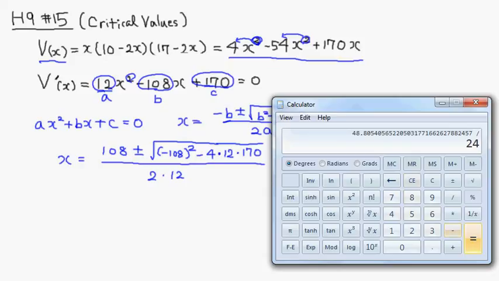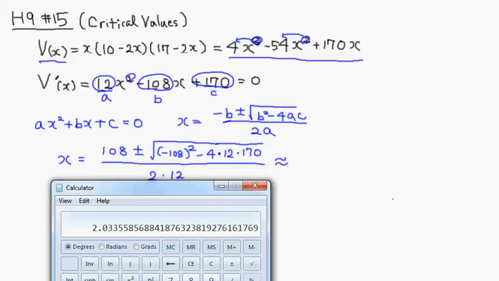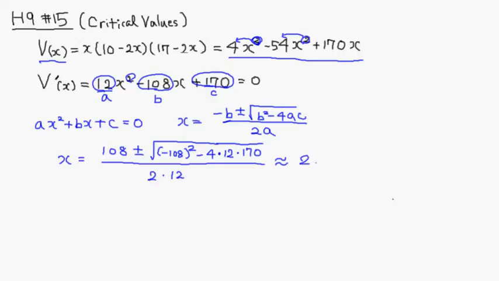All right, so here's what I get. It's 2.03. So the first one is 2.03. Let's find the positive one.